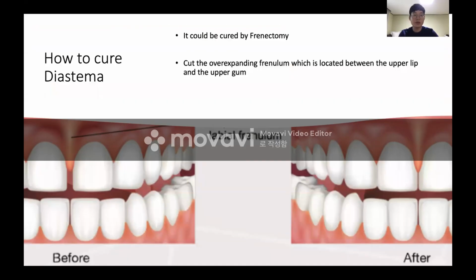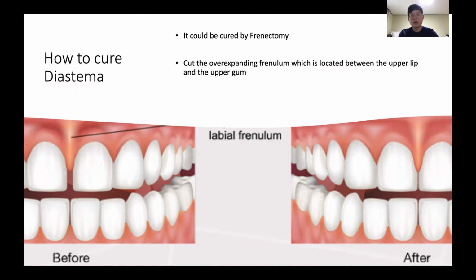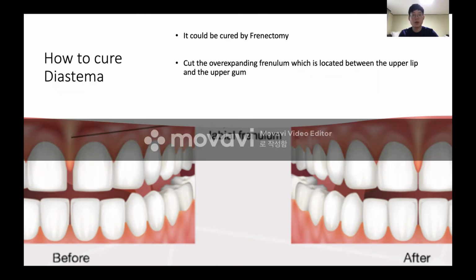So we have known the basics about diastema, and now you have to know how to cure diastema. In some cases of diastema, it could be cured by frenectomy. Because some cases of diastema happens because of the labial frenulum, we can use frenectomy to remove the labial frenulum, and then we can cure diastema.